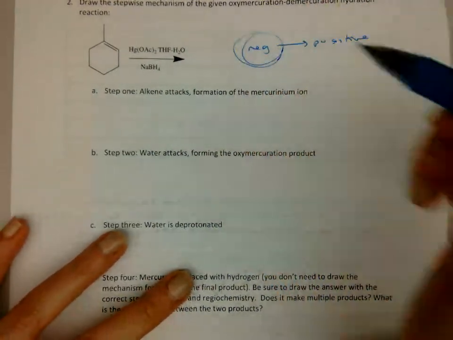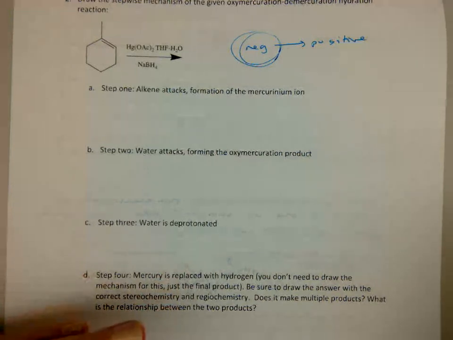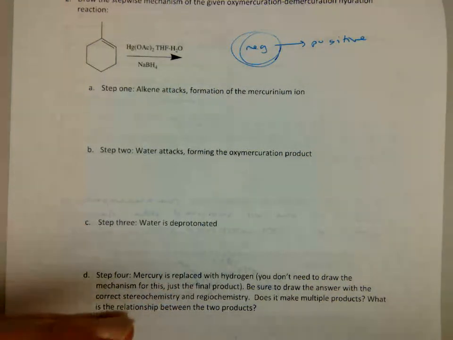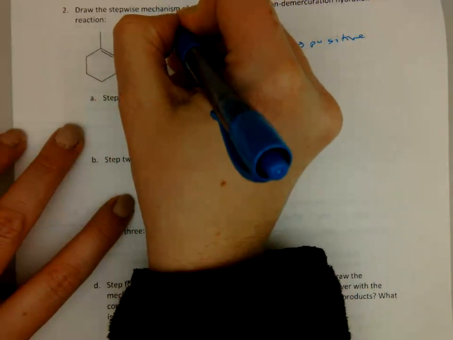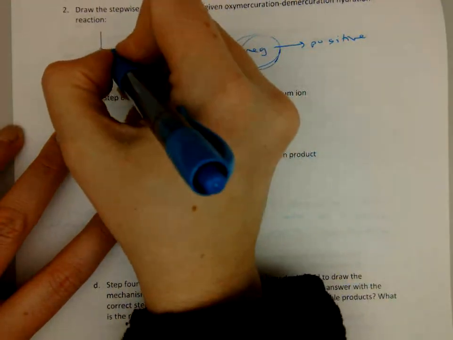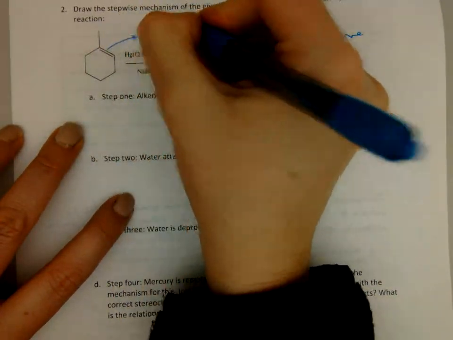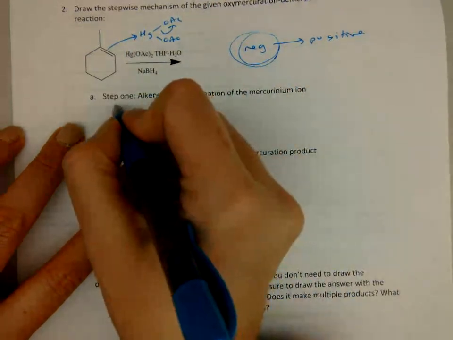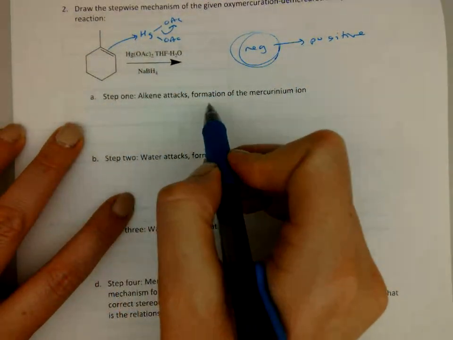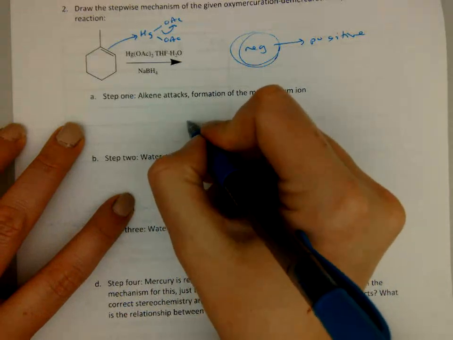And we talked about it like the negative people attack, positive people don't. So we're always going to go from the more electron dense area to the less electron dense area. So in this case, our mercury is going to act as the electrophile, or the thing seeking electrons. This will come and attack, and then this bond will break. So I actually drew it up here, but that's step 1, alkene attacks and formation of the mercurium ion.